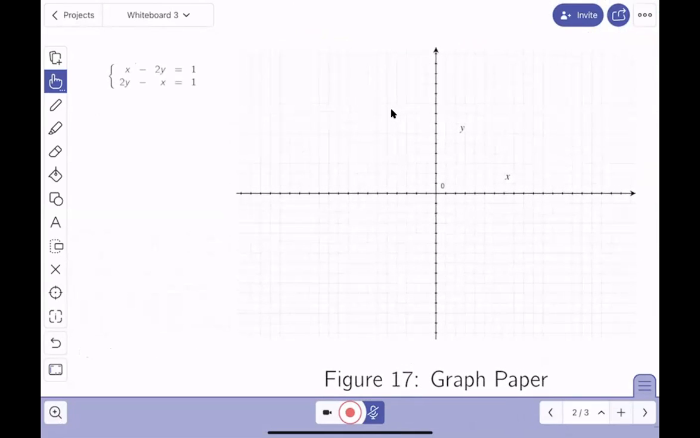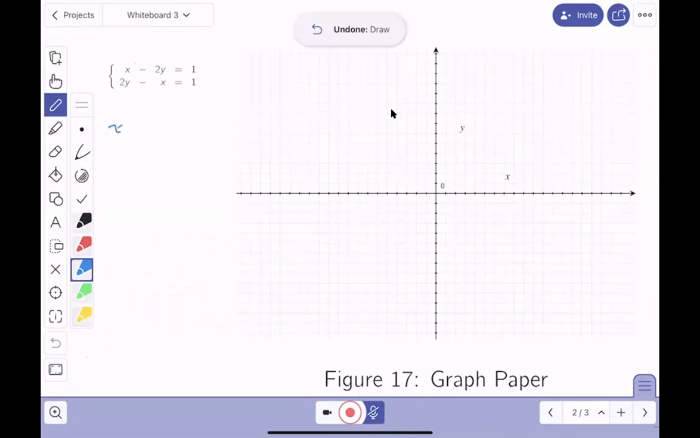And I'll do one line at a time. And I'm going to do the first line, which is x. You know what? I don't want to use red. I'm going to use blue. x minus 2y is equal to 1. I like to use tables. Again, the point here is you've got to get 2 easy points. So I'm going to set y to be 0, and you get 1 for x. That was pretty simple. Now I'm going to set y to be 1. And what would you get for x? You get 3.